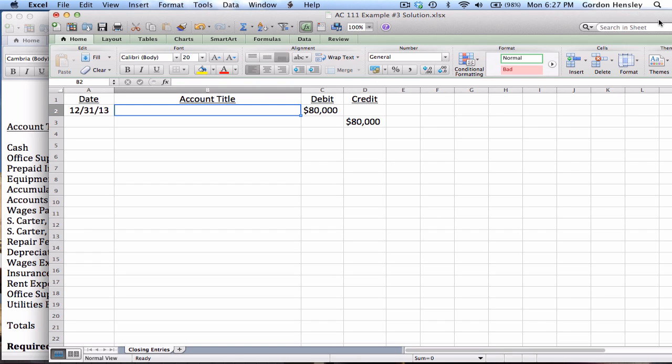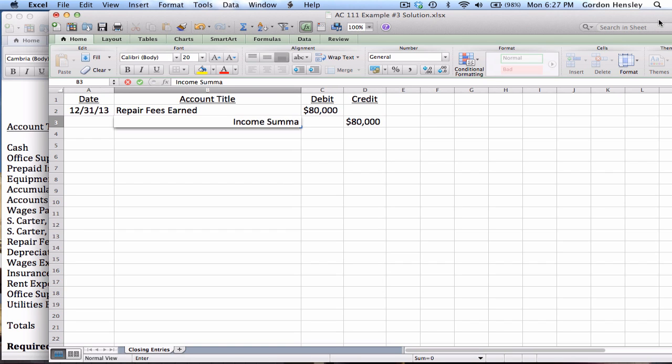In order to do that, I have to take the opposite action of whatever type of balance it has. So it happens to have a credit balance. So if I want to remove all of that, I'm going to have to debit. So that means that I want to actually debit repair fees earned to close that out. And what do I close that to? I'm going to close that to income summary. So I'll debit repair fees earned $80,000, credit income summary $80,000, and that way it will close out the revenue. So that completes the first of the 4 closing entries.